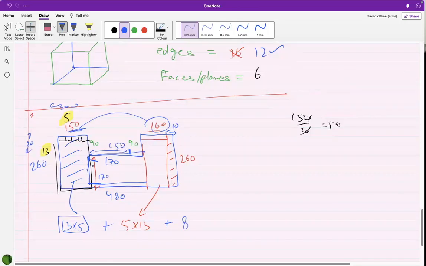That would be till 150. This is like we are covering 160 by 150 and still left 20 centimeters on this side and 10 centimeters on this side. We'll have to cut those tiles. So this is 160 by 20 is 8, and on the other side is 5. So 8 into 5, this region. So we are done with 1, 2, and 3 regions.